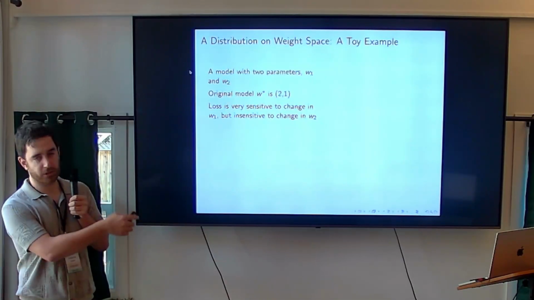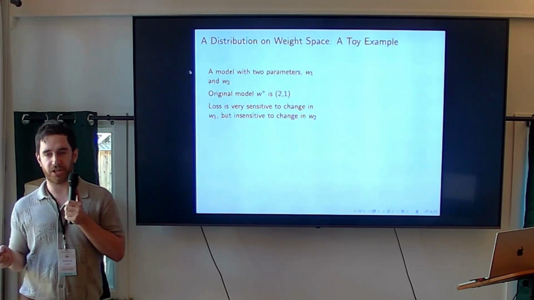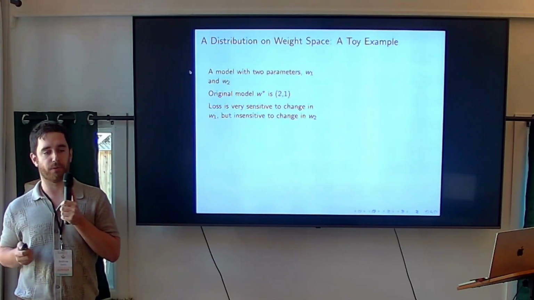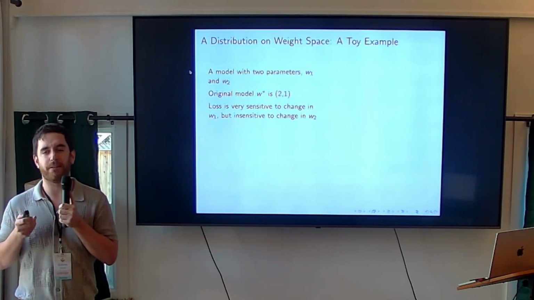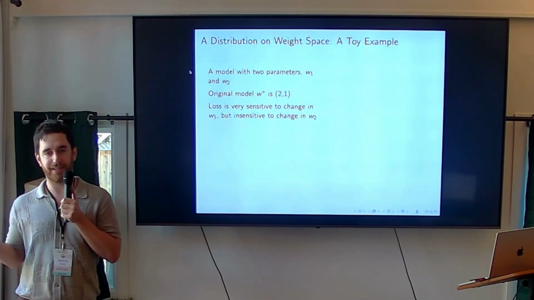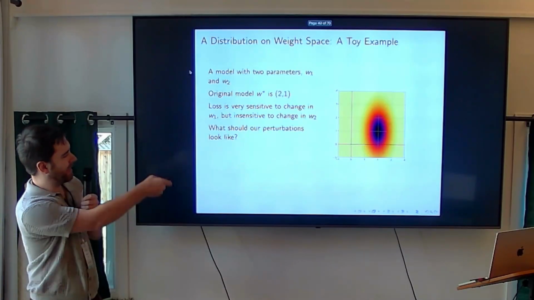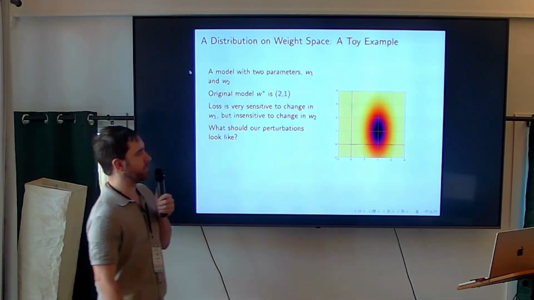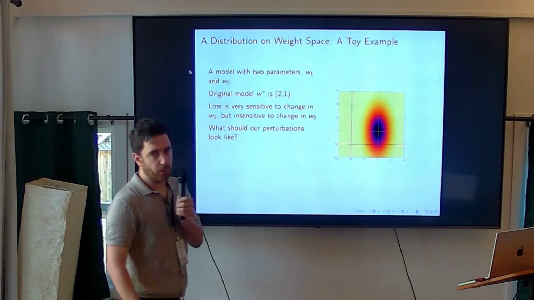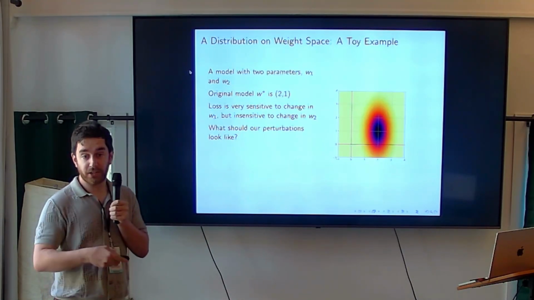The original model is (2, 1), and loss is very sensitive when I change W1 and not so sensitive when I change W2. If we were sampling things that were near this model, but wanted to be slightly different, what would make for good sampling? I think it's something like this picture here, where we want to be near (2, 1). We can vary in W2, and we can vary in W1.